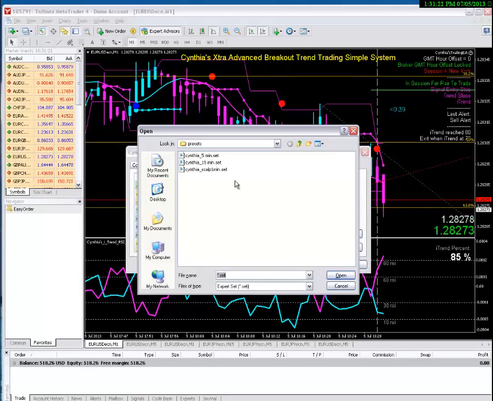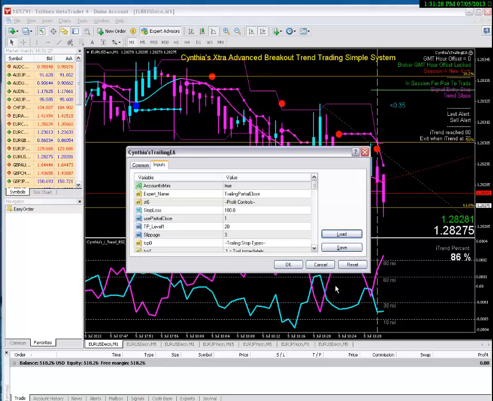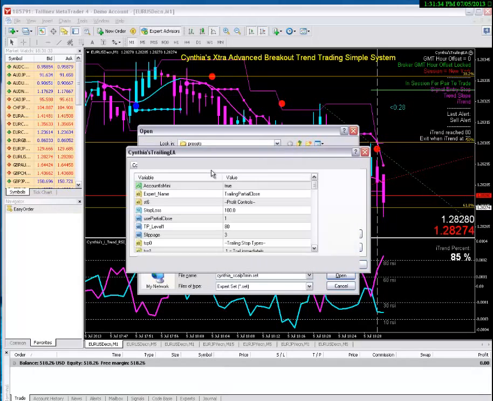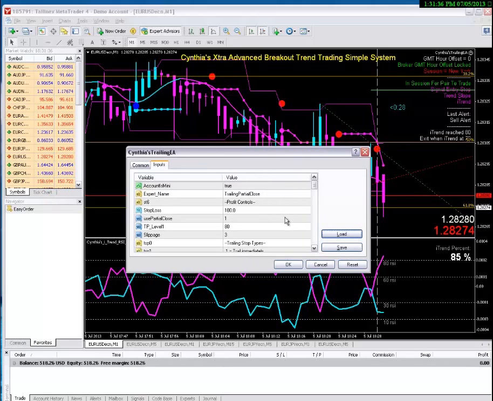So depending on if you're scalping or day trading or swing trading, you have 3 presets, and I'll show you. Let's load here. We're in a 1-minute chart. Let's load the scalping so I can show you what it is. And the best feature is that it says use partial close. 1 means true, 0 would mean false. So I have it set to 1 because I like the partial close, because it's a risk management feature.